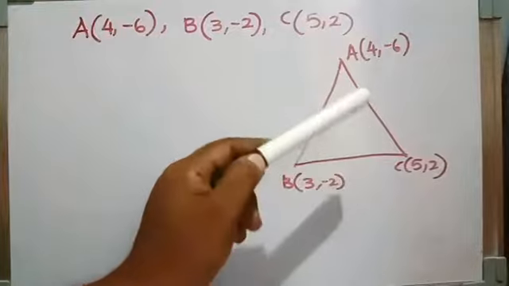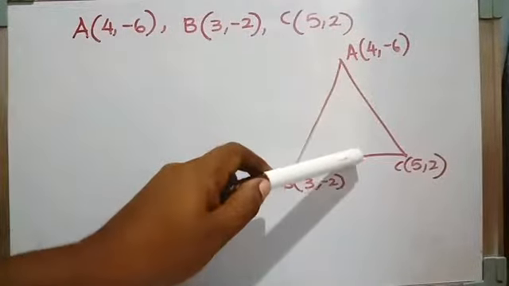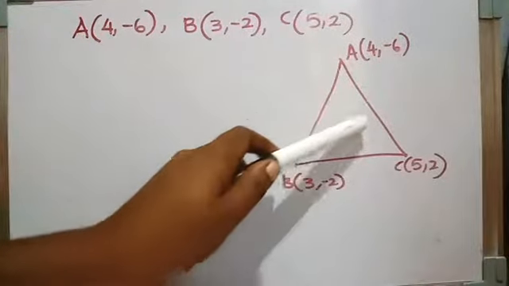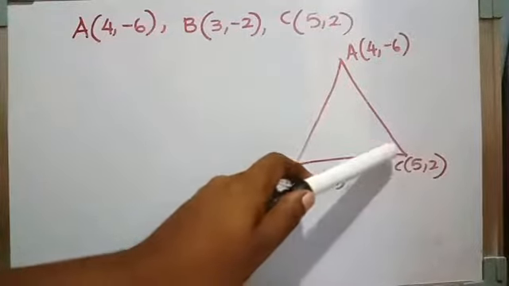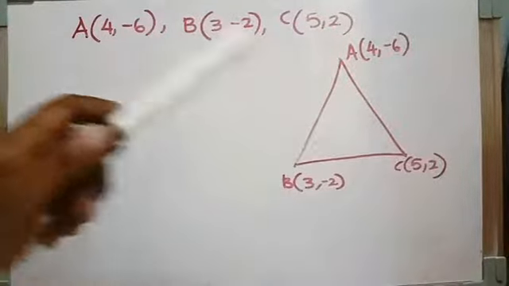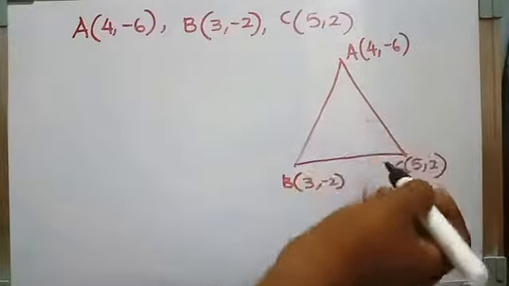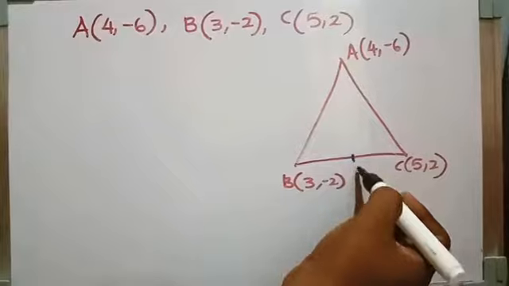So like this, we can draw three medians. That means from A to the midpoint of BC, you can draw a median. From B to the midpoint of AC, you can draw a median. And from C to the midpoint of AB, you can draw the third median. Here we can use any median, but for our convenience, we draw the median from A to BC. So for that, we want the midpoint of BC. Let it be D.